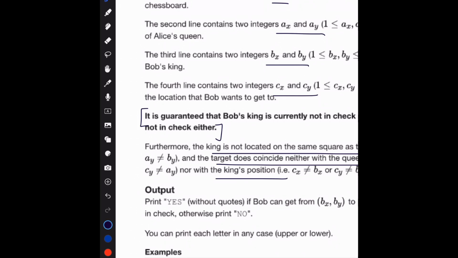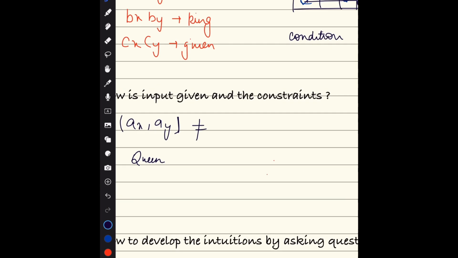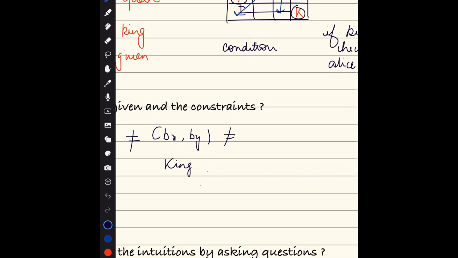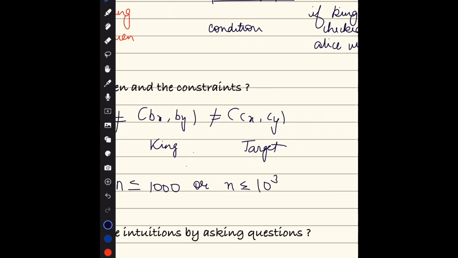That is, if I try to evaluate these inputs, what I'm getting is ax comma ay, the queen's coordinates, are not equal to the king's coordinates, bx and by, and they both are not equal to the target's coordinates cx and cy, and the value of n is less than or equal to 1000, or n is less than or equal to 10 to the power 3. That is one condition given to us.